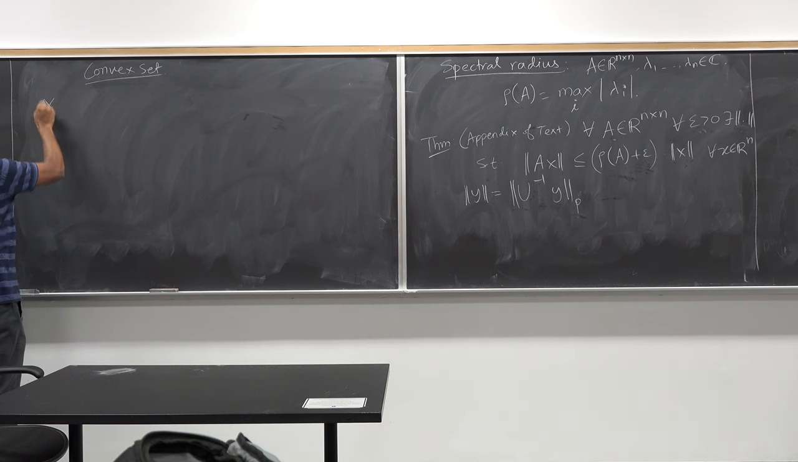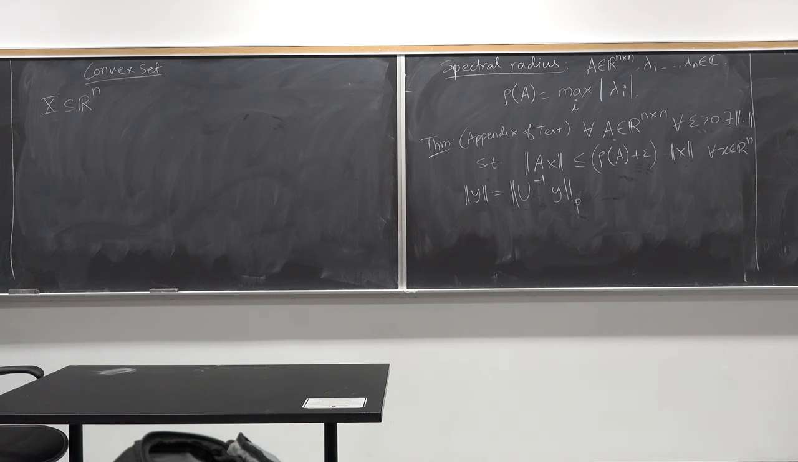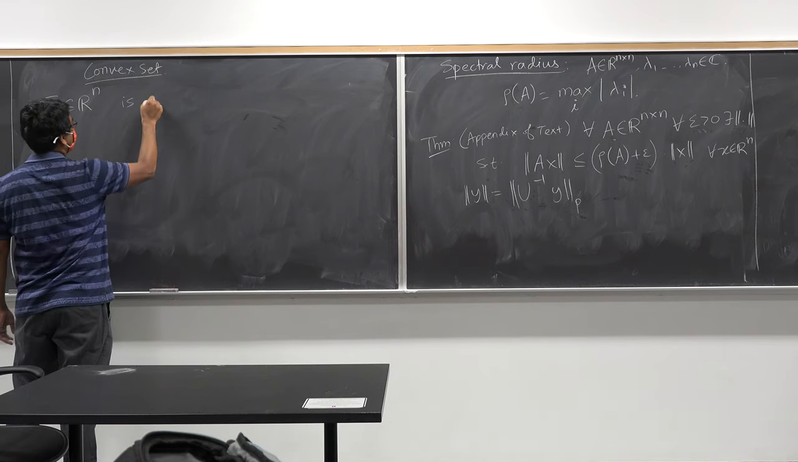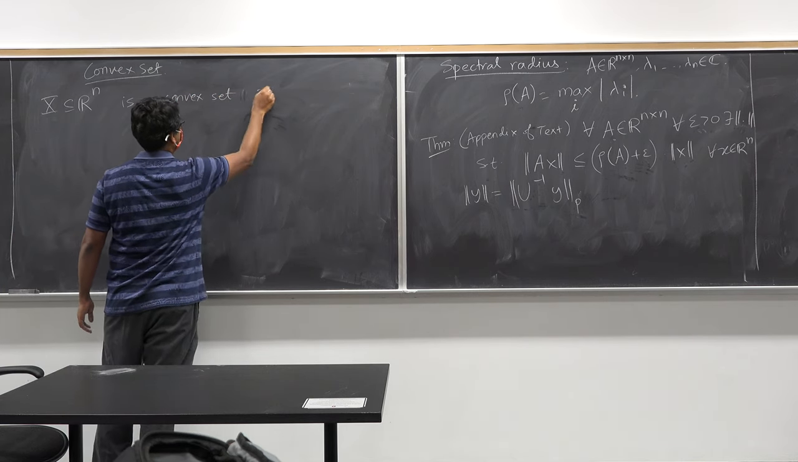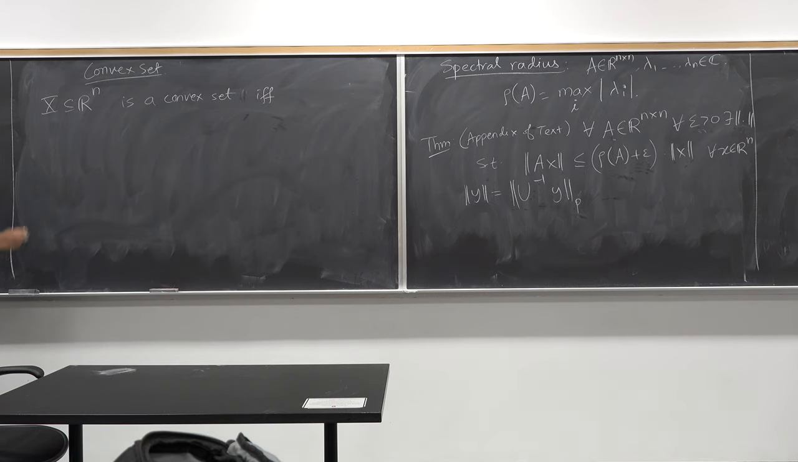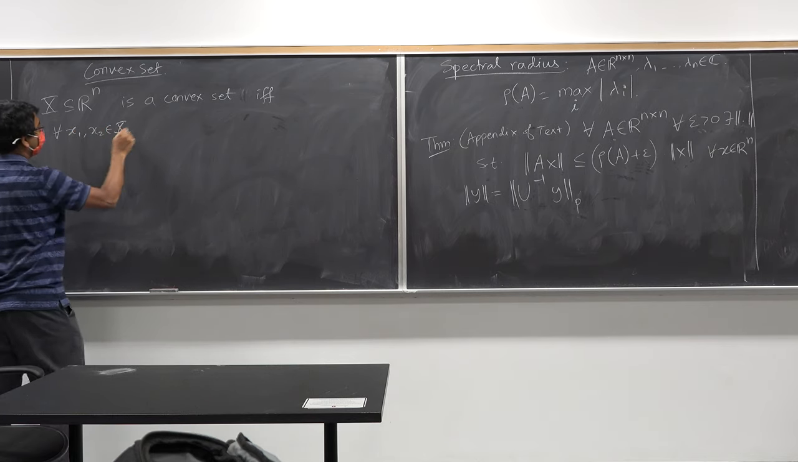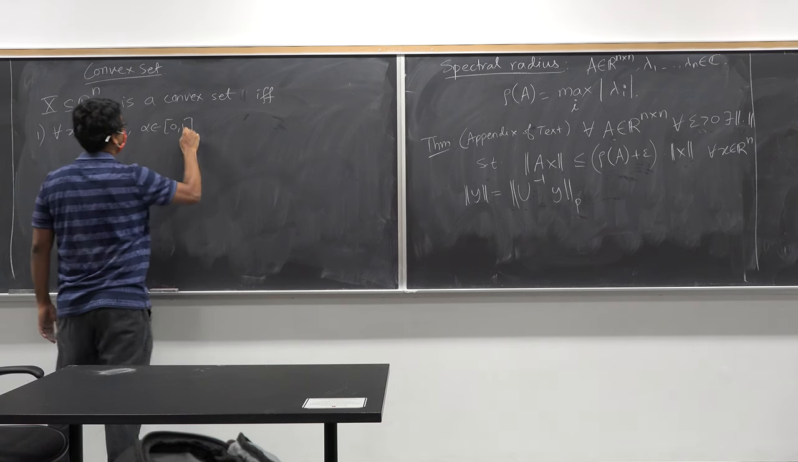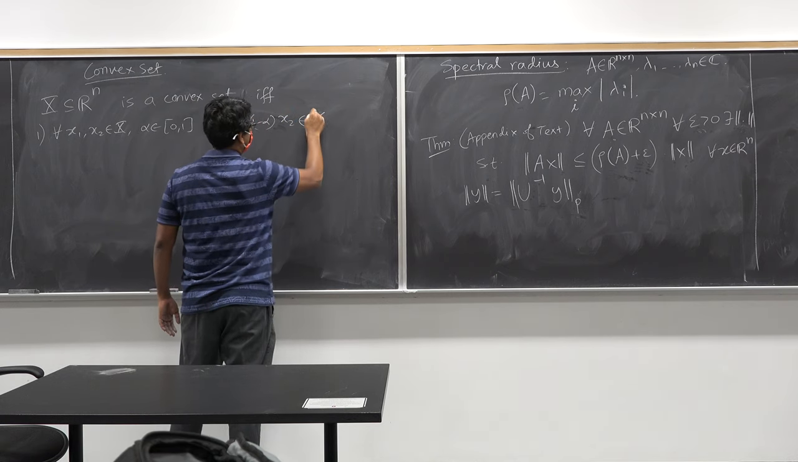So I have a set X, which is a subset of Rn, and it is a convex set if and only if one of the three conditions has to be satisfied. You can pick any one of the three conditions that I'm going to write. So the first condition is for every x1, x2 in X, alpha in 0, 1, alpha x1 plus 1 minus alpha x2 also lies in X.